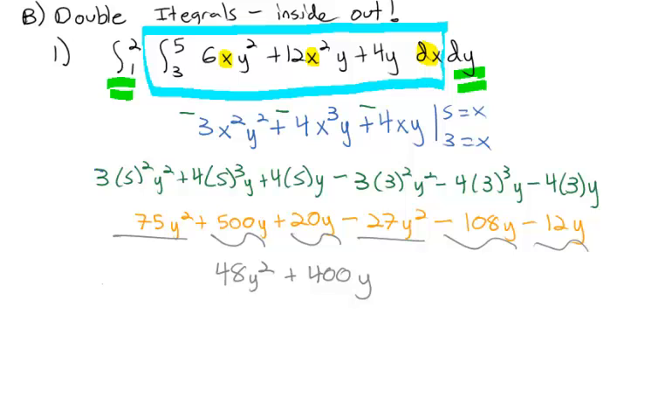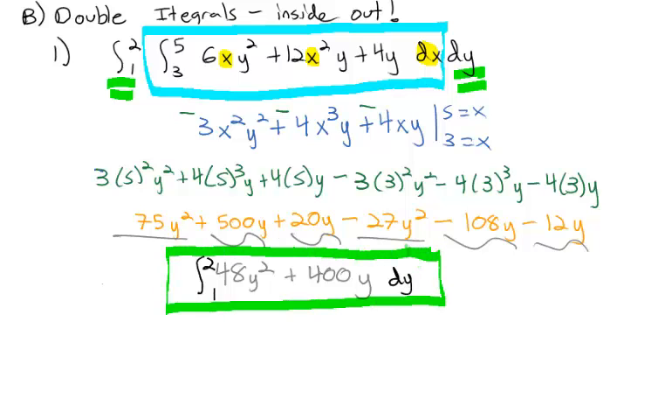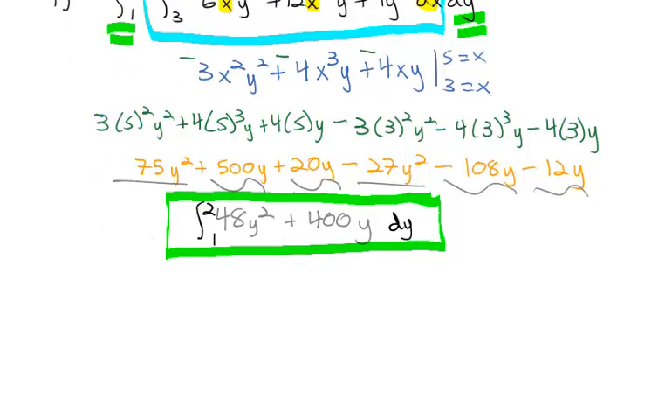That was just the inside, though. We still need, going back to the outside, the integral from 1 to 2 dy. Now we do the outside integral. Take the integral again to finish off this problem. Well, the integral of y squared is y cubed. 48 divided by 3 is 16. Plus, the integral of y is y squared. 400 divided by 2 is 200. And we're going to integrate from 1 to 2.